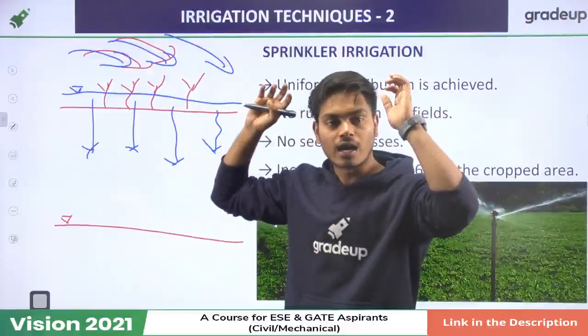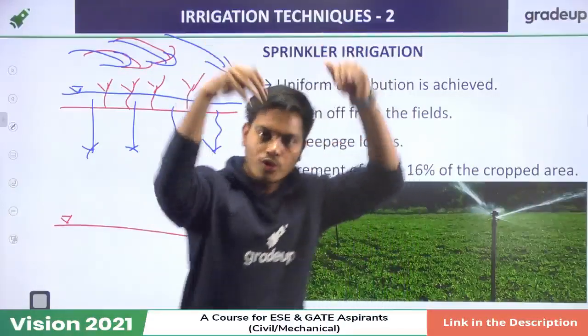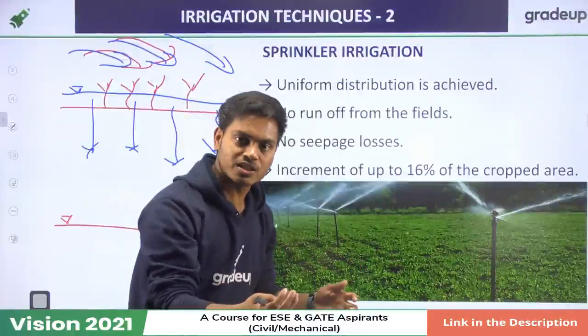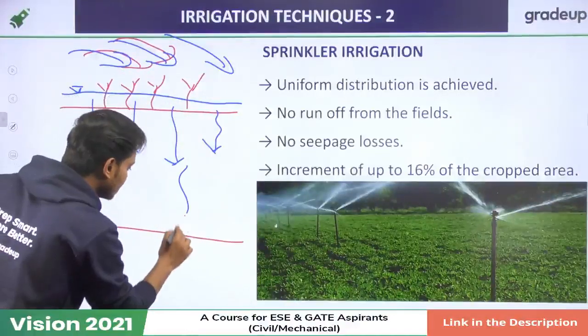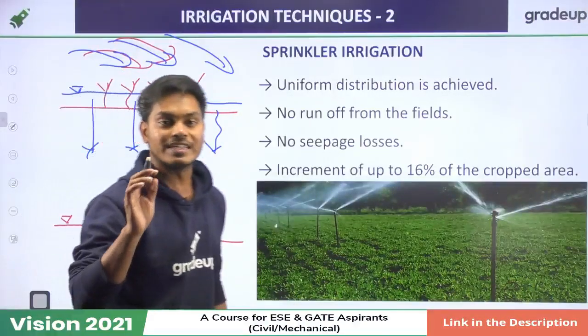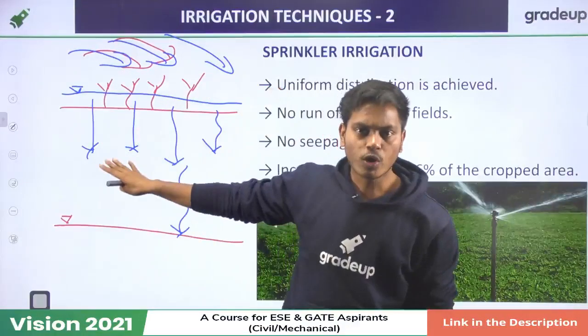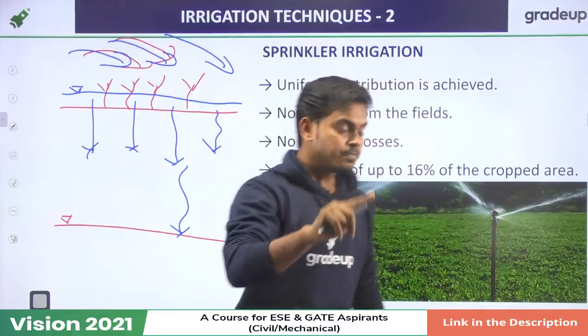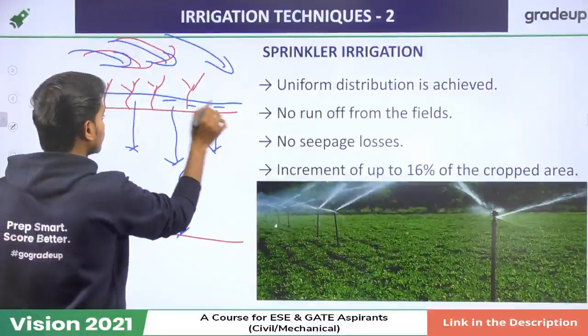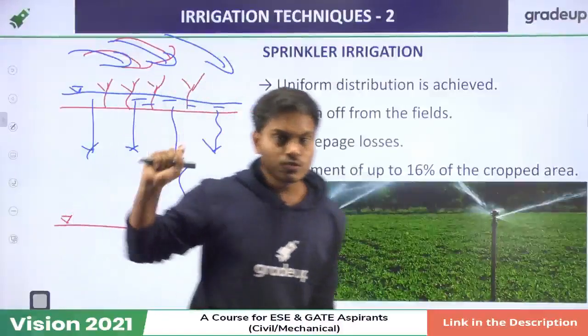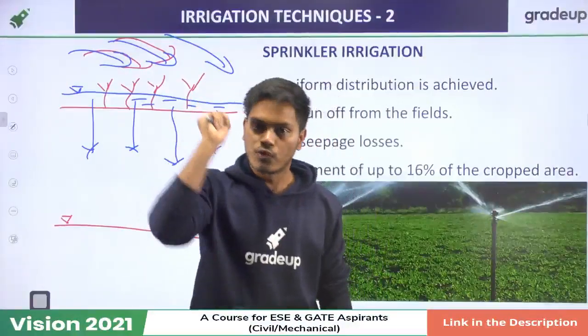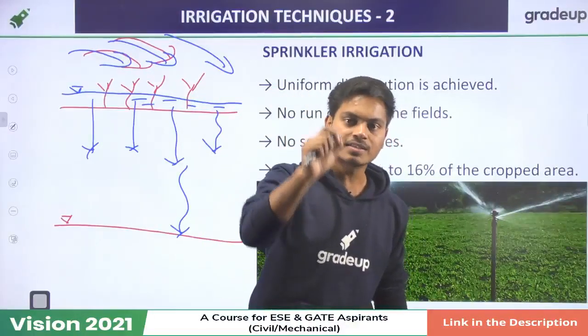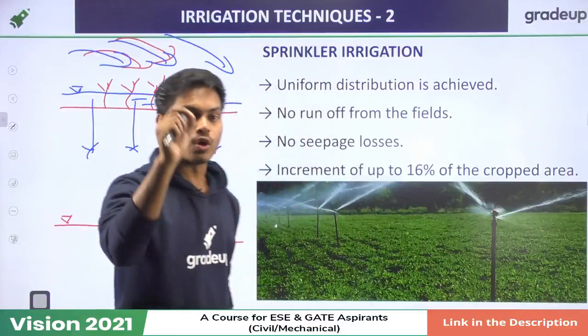So if the water goes downwards due to gravitational action, what will happen? Eventually it will meet the water table. Is there any problem with this? Yes. Why? Because this water is not normal water. This water comprises pesticides, fertilizers, and so many things which can pollute any kind of water.